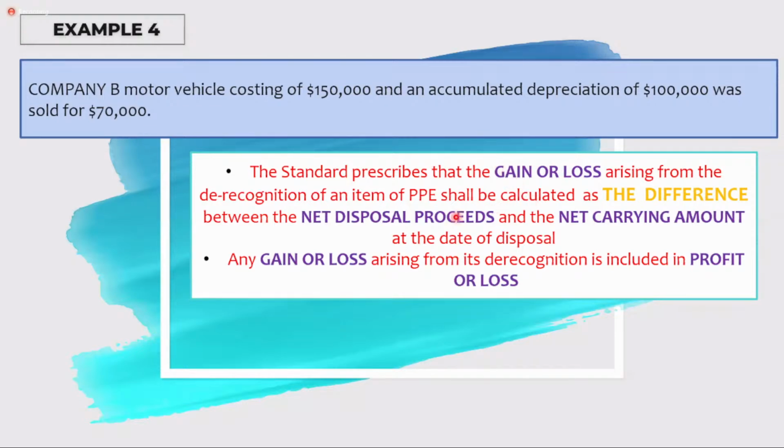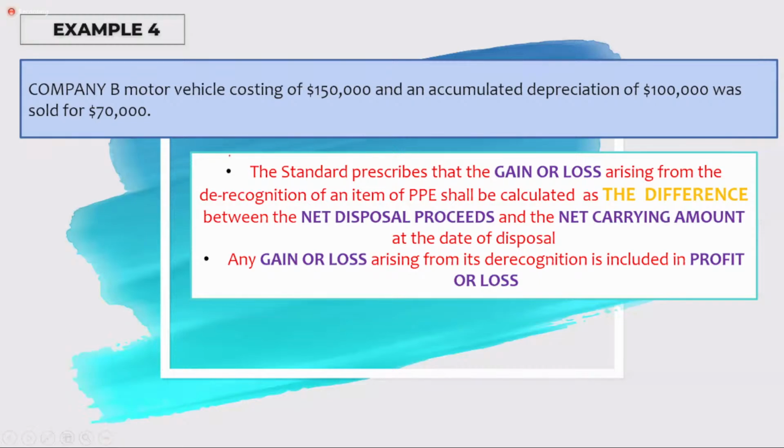So how to record gain or loss? Gain or loss is recognized in the profit or loss statement. Please help me to calculate. What is the formula to calculate the gain or loss? It is the difference between net disposal proceeds and the net carrying amount.